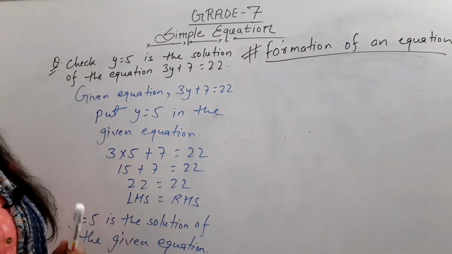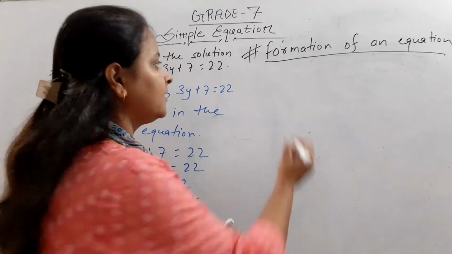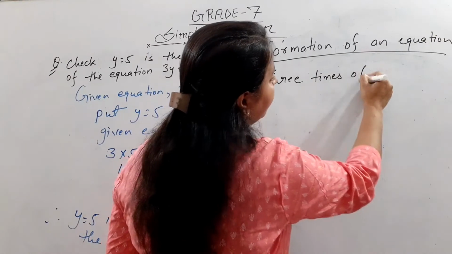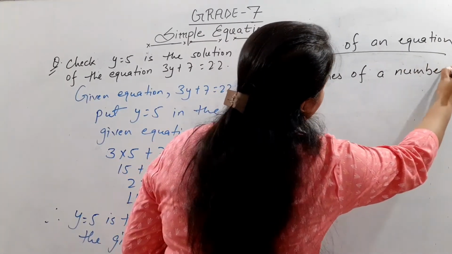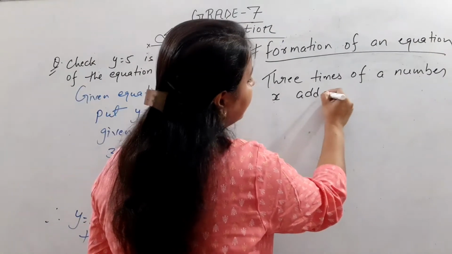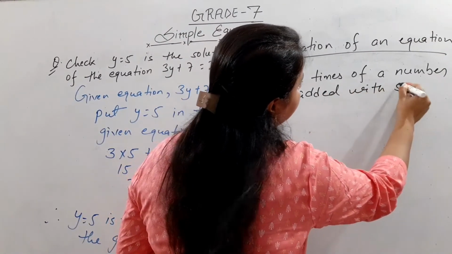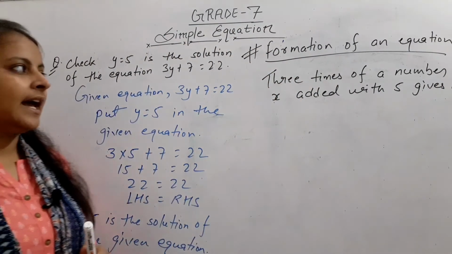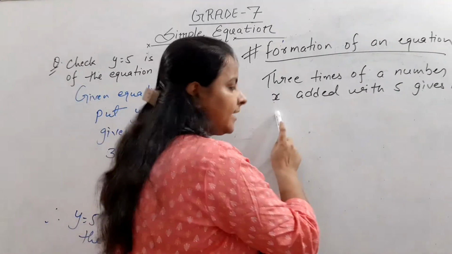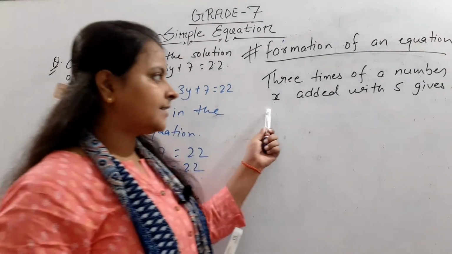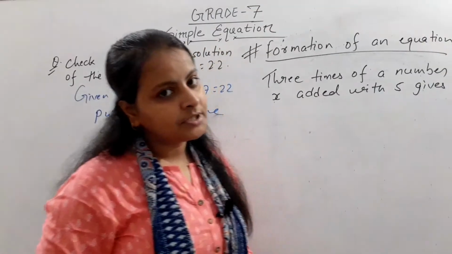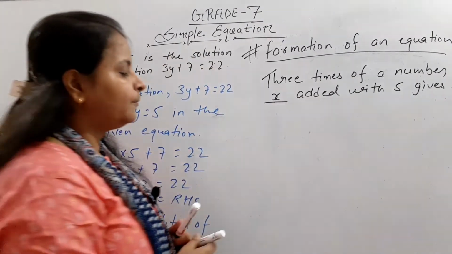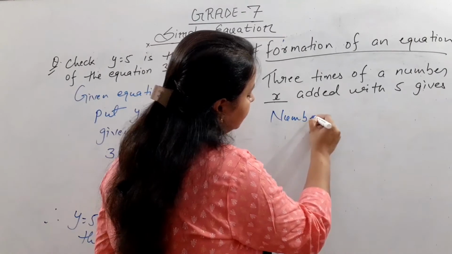Students, let us suppose we have a statement that 3 times of a number x added with 5 gives 16. Here we have one statement: 3 times of a number x added with 5 gives 16. So, what is the number given here? x. So, the number is equal to x.